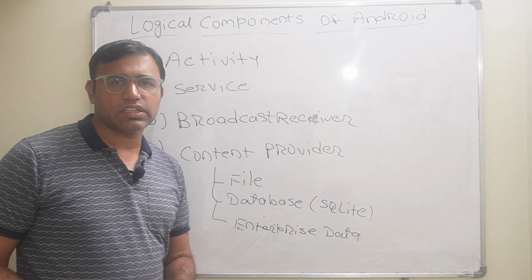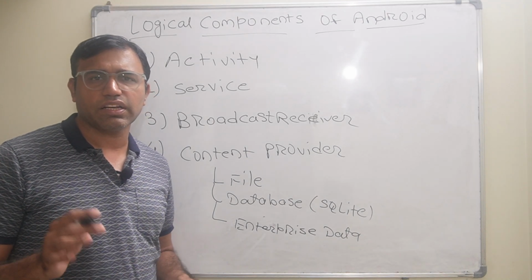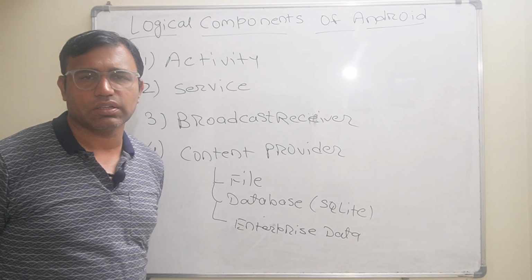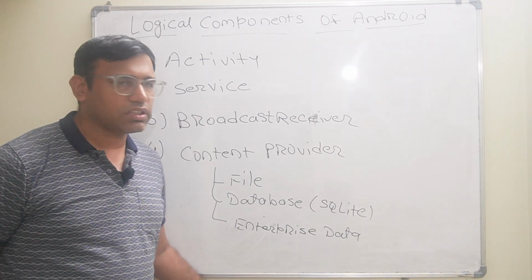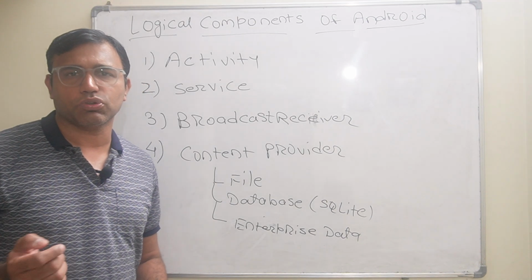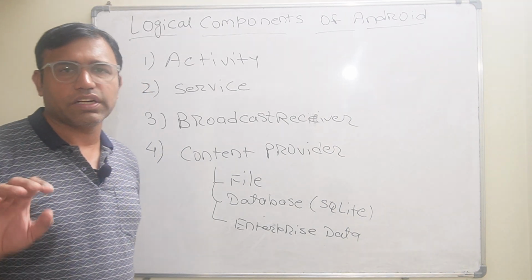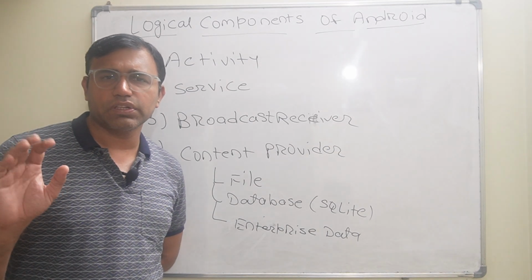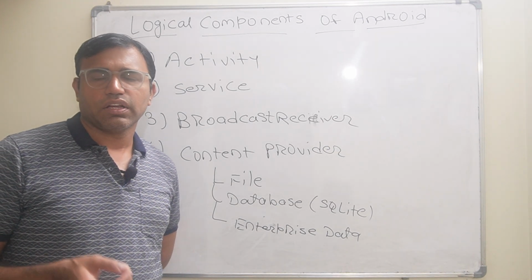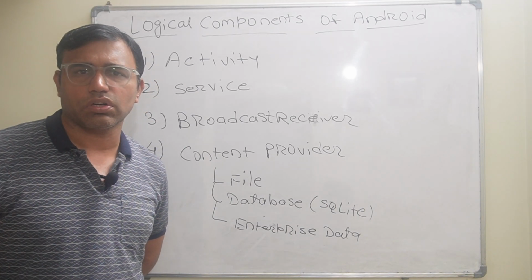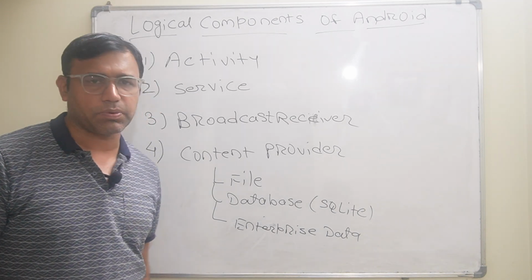Next is enterprise data. Now what is enterprise data? The data which is stored at a remote location, that is on a remote server, is enterprise data. Nowadays 95% of apps use enterprise data. The best example is, suppose, Facebook. Your complete data is stored on a remote server. Next example is WhatsApp. Complete data is stored on a remote server. Then the app which requires internet, and the data is stored on a remote server, belongs to enterprise data.